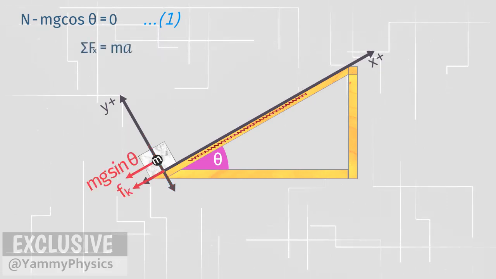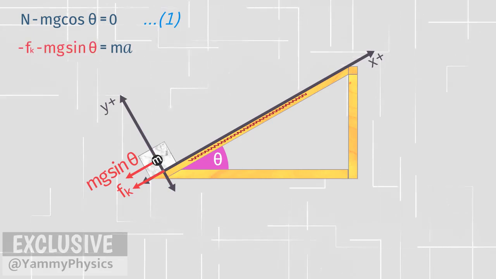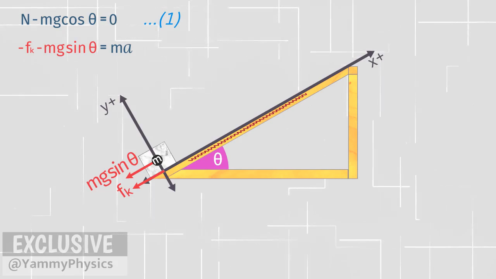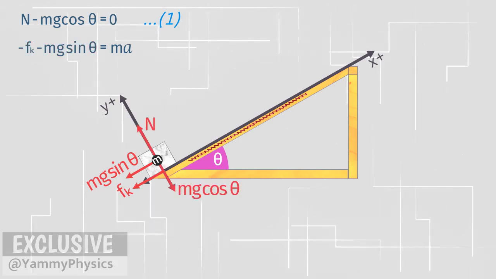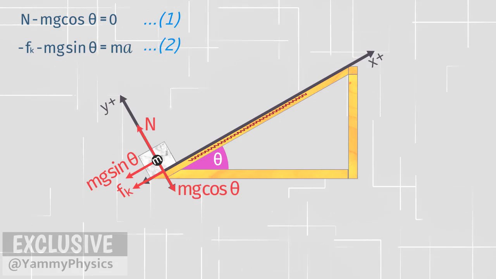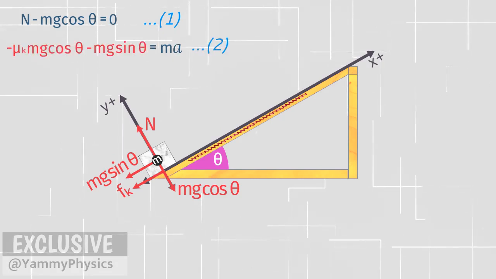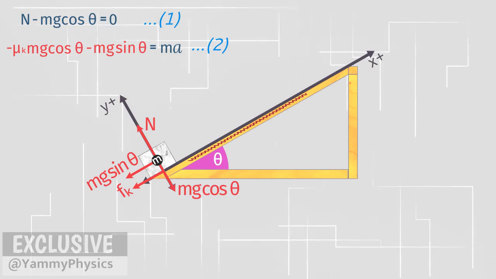For the x-axis, we will add up all the forces in that direction. Minus Fk, minus mg sine theta is equal to ma. This is equation 2. Both quantities on the left side are negative, so the sign of a is negative.